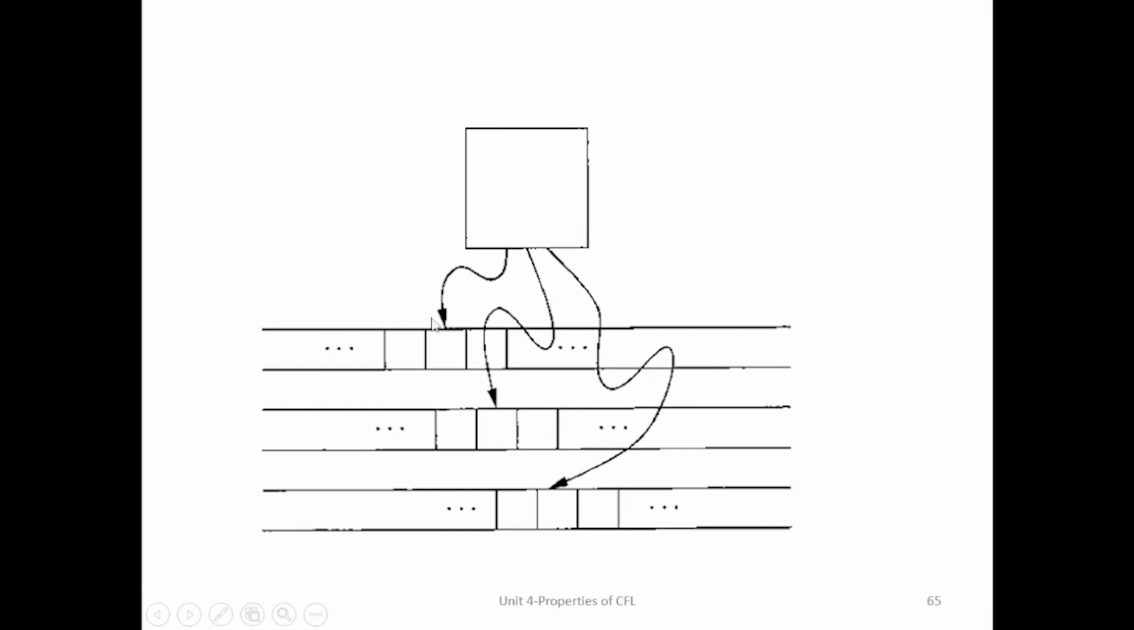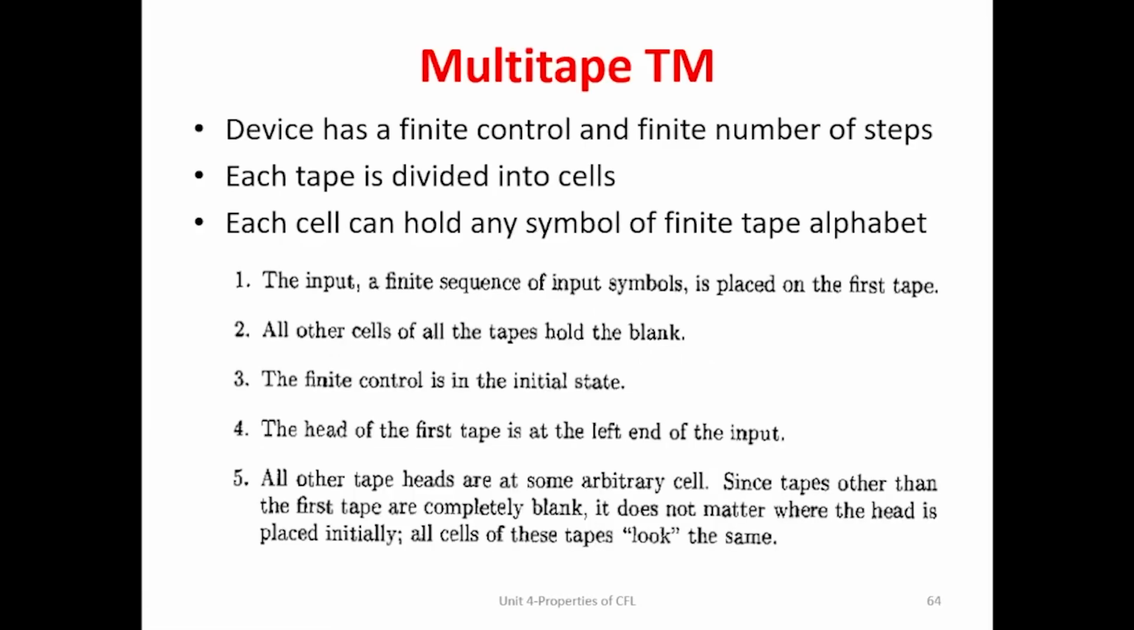Here this finite state control has several heads in it. A head means a pointer field, and each pointer field points to a particular tape. Here there are two tapes available. These two tapes are pointed by three different heads, and these three heads are controlled by a finite state control. So this procedure is implemented for a multi-tape Turing machine.